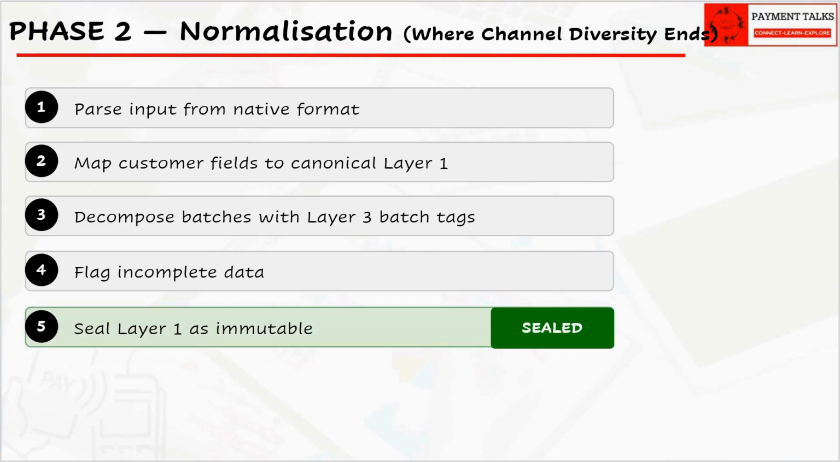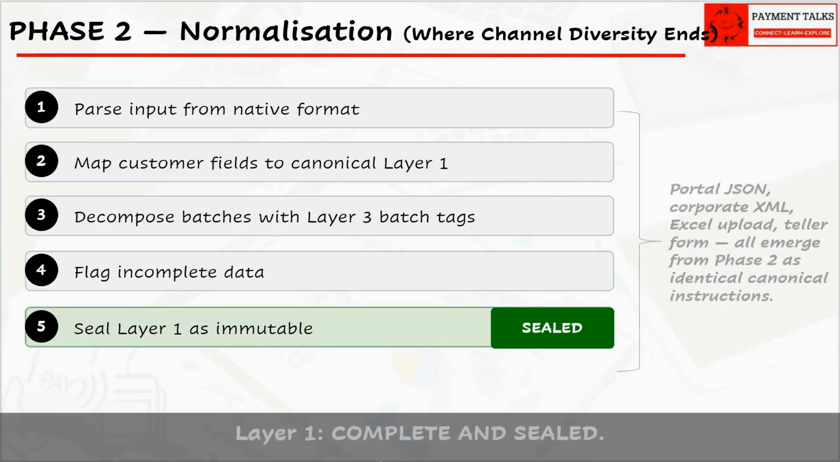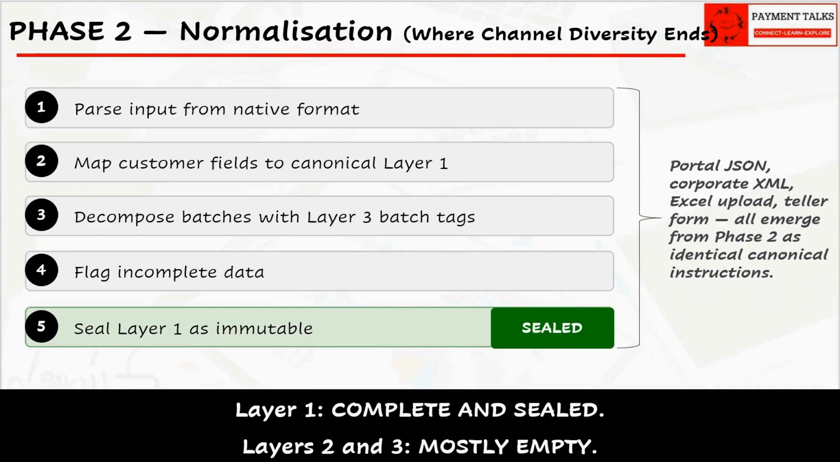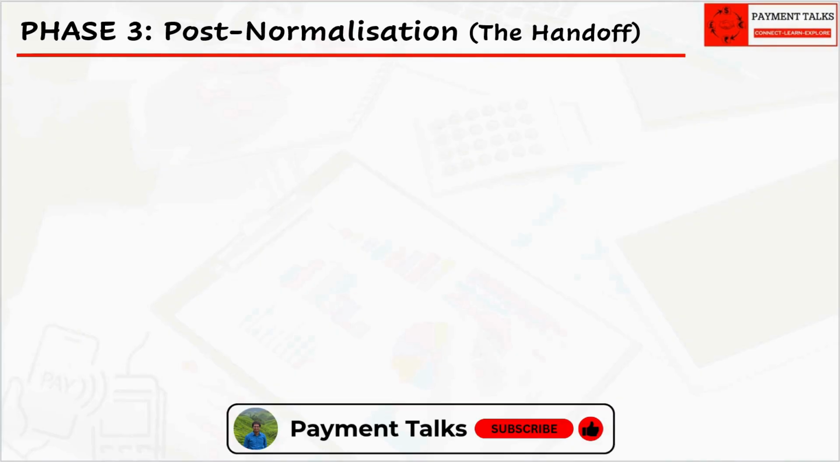At the end of phase 2, something significant has happened. Claudia's HTML form post, a corporate XML pain.001, a CSV payroll file, a teller form entry has all become identical canonical instructions. The format diversity is gone. Layer 1 is complete and sealed. Layer 2 and 3 are mostly empty. Phase 3 is the handoff.